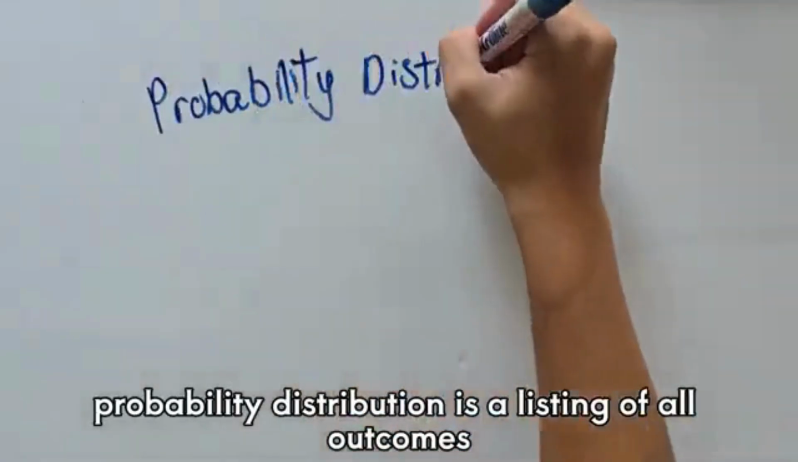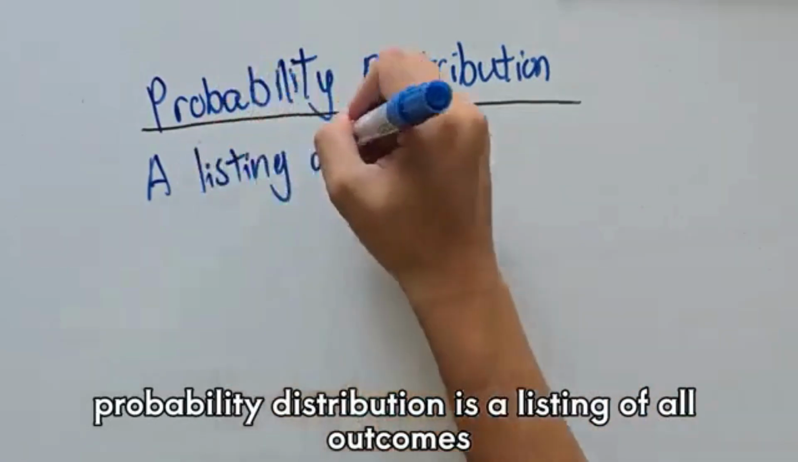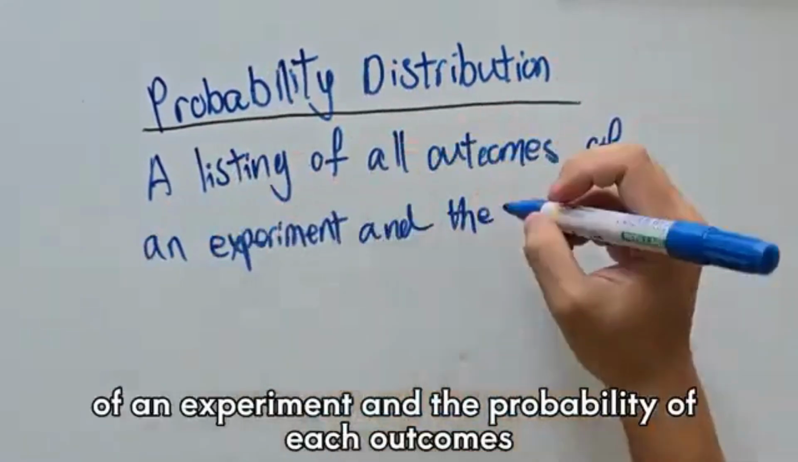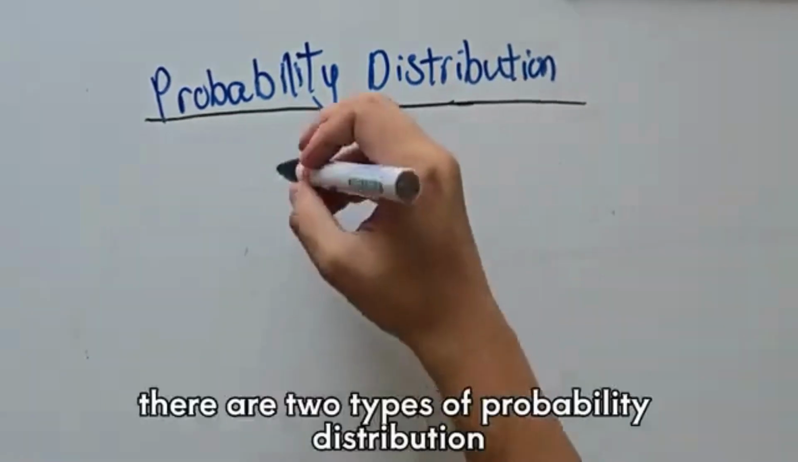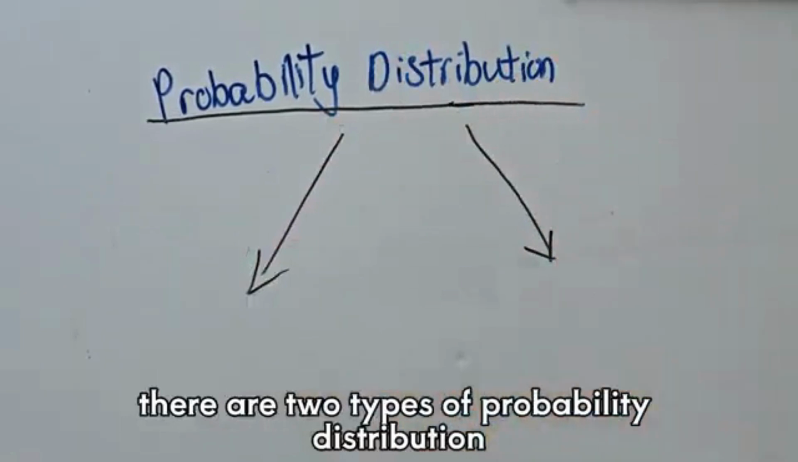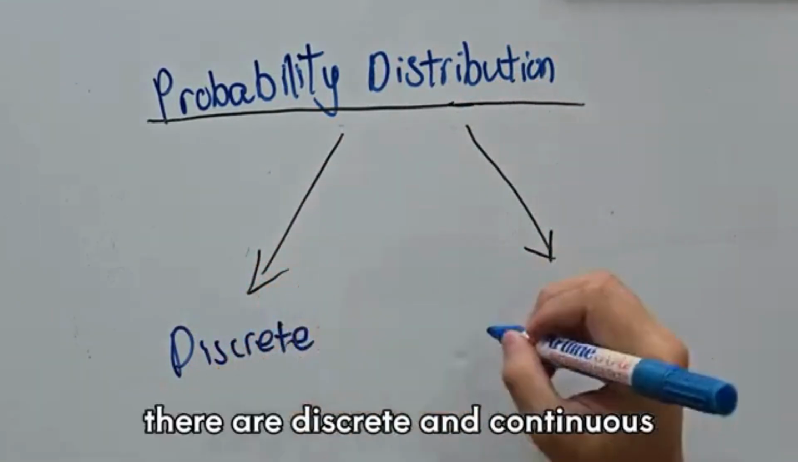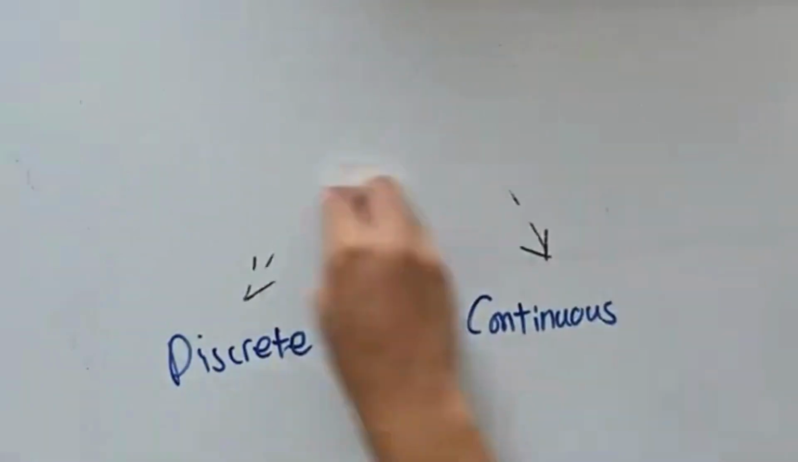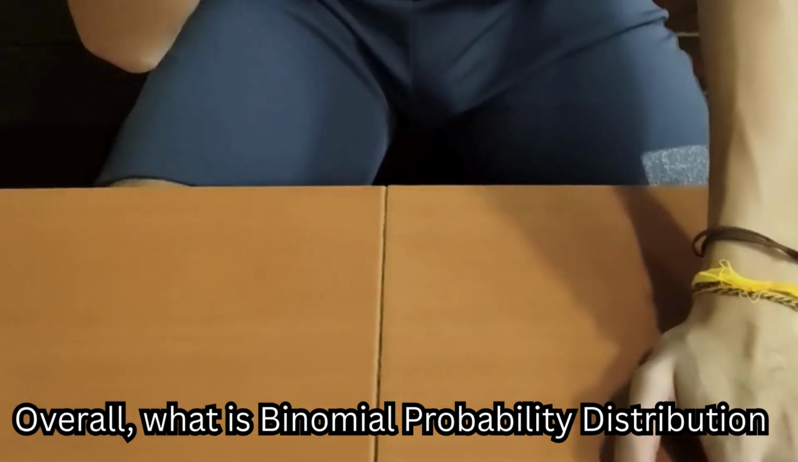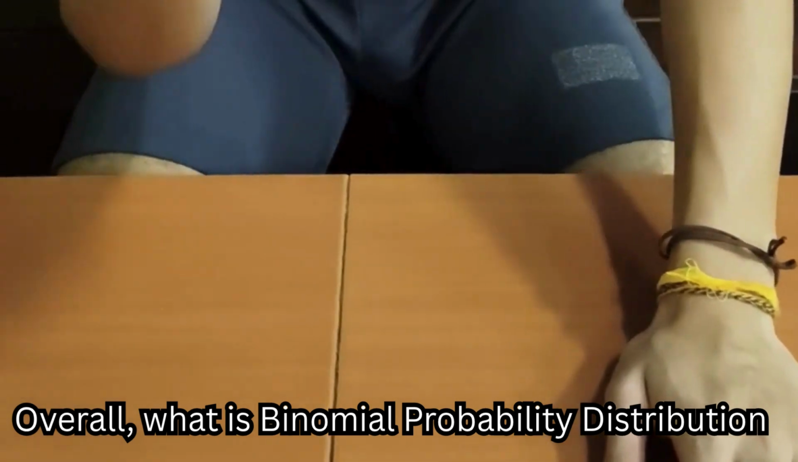Probability distribution is a listing of all outcomes of an experiment and the probability of each outcome. There are two types of probability distribution. They are discrete and continuous. Moving on. So this is binomial probability distribution.